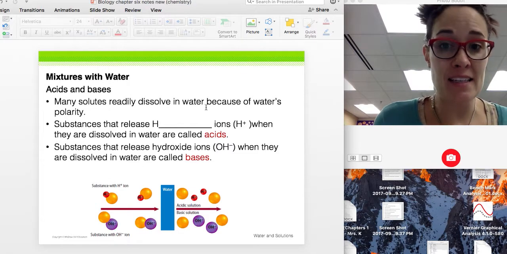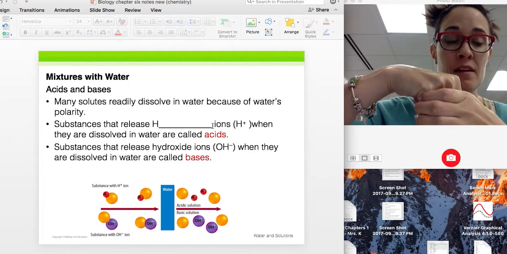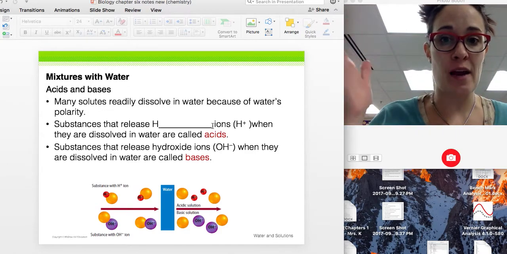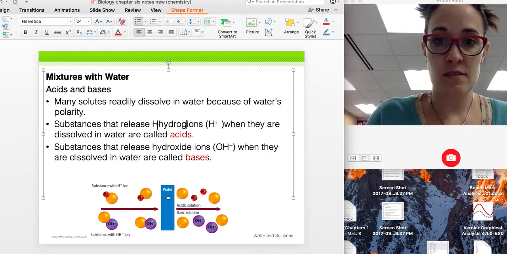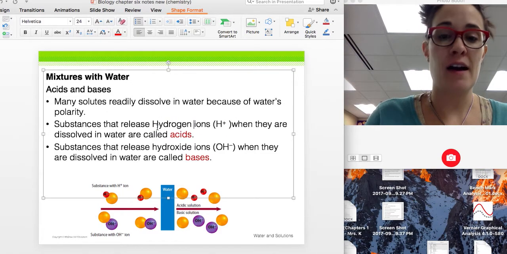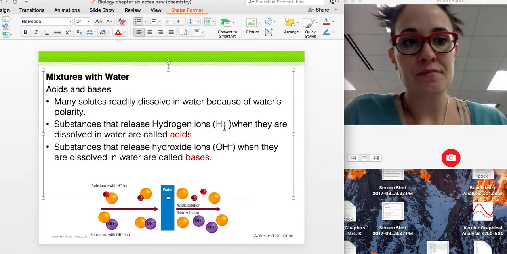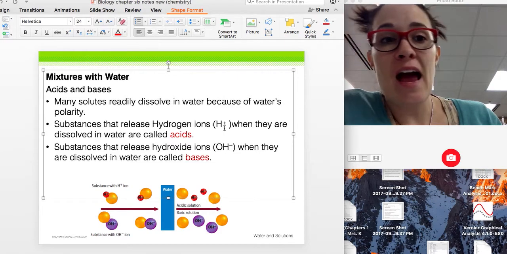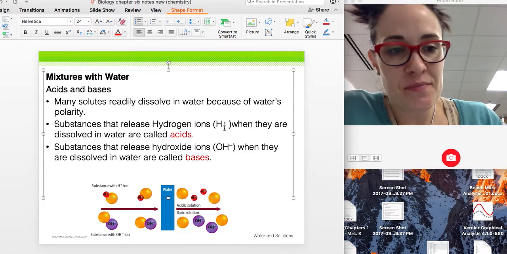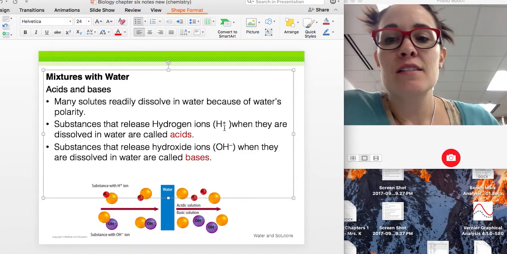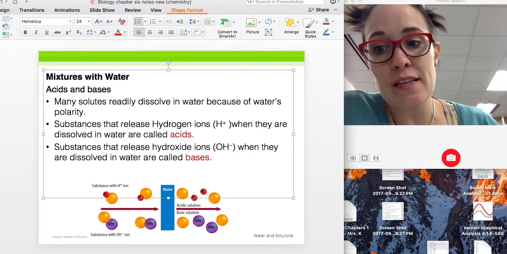When you add an acid to water, so here's an acid, you put it in water, it will dissociate or separate, releasing hydrogen ions. And H with a plus sign is a hydrogen ion. Anything that releases hydrogen ions when you put it in water is an acid. That's the definition of an acid. Substances that release hydroxide ions, OH, when you put them in water, are called bases.